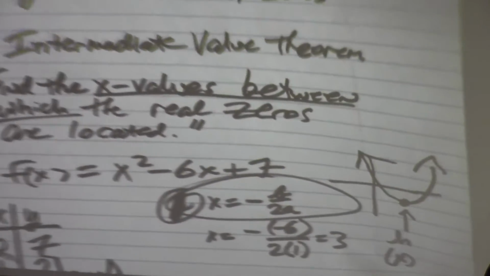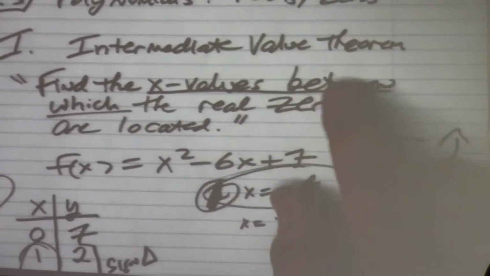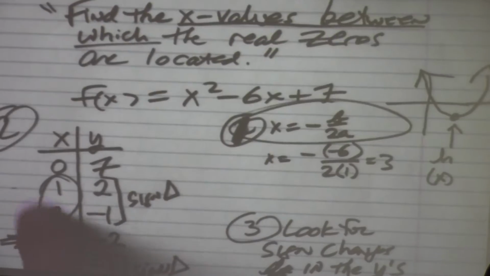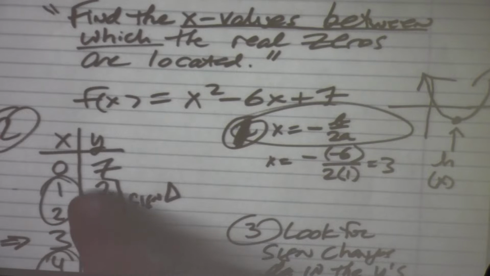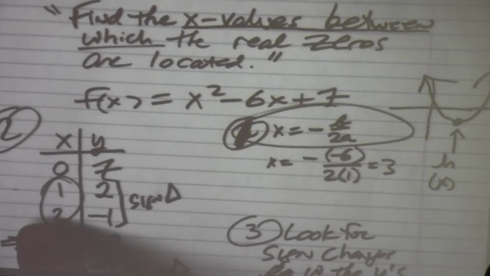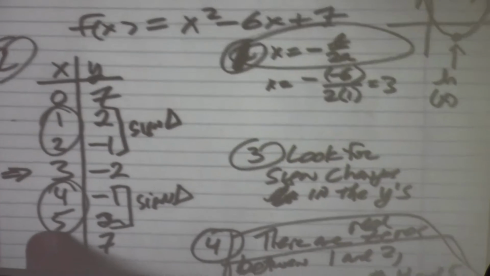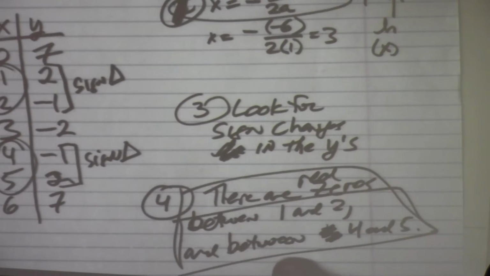Just to review first, the first part of 2.3 was about the intermediate value theorem to find the x values between which the real zeros are located. And for that you see a sign change. That means you went past 0. And therefore 1 and 2 and 4 and 5 are where the real zeros are between.